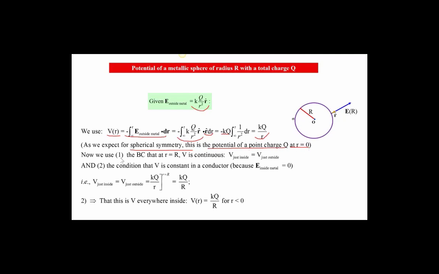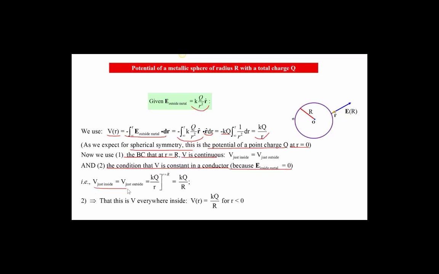So now we use the boundary condition that at r equals capital R, V is continuous. V just inside is equal to V just outside. And the second thing we'll use is the condition that V is constant in a conductor. And the reason that occurs is because the E inside is 0. So if you had a potential that was dependent on r, you would not get 0 because you take the gradient and you get a non-zero value. With a constant V, that will imply then that E inside is equal to 0 and vice versa.